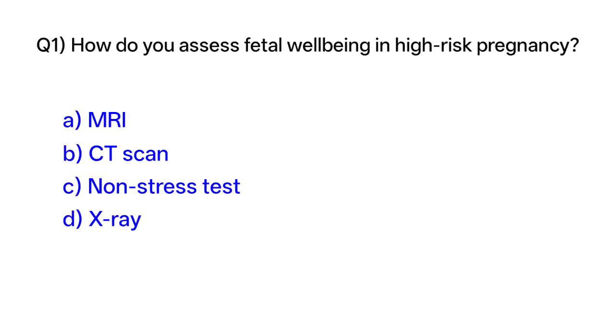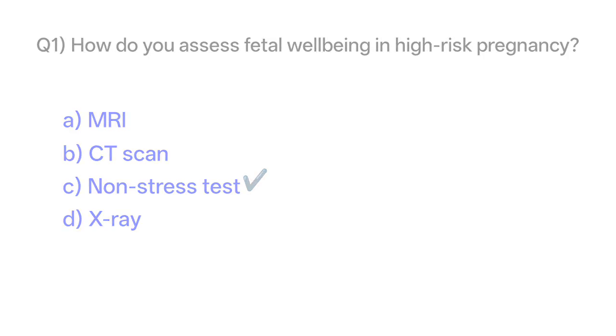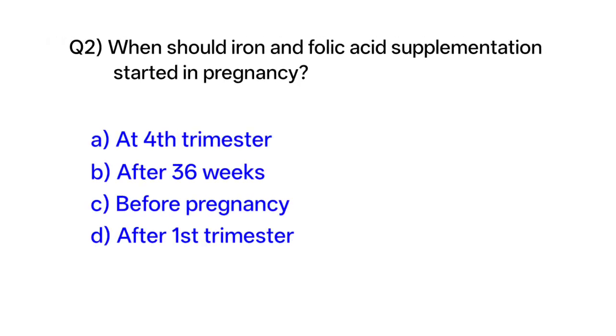Question number 1. How do you assess fetal well-being in high-risk pregnancy? The correct option is C. Non-stress test. Question number 2. When should iron and folic acid supplementation be started in pregnancy? The correct option is D. After first trimester.